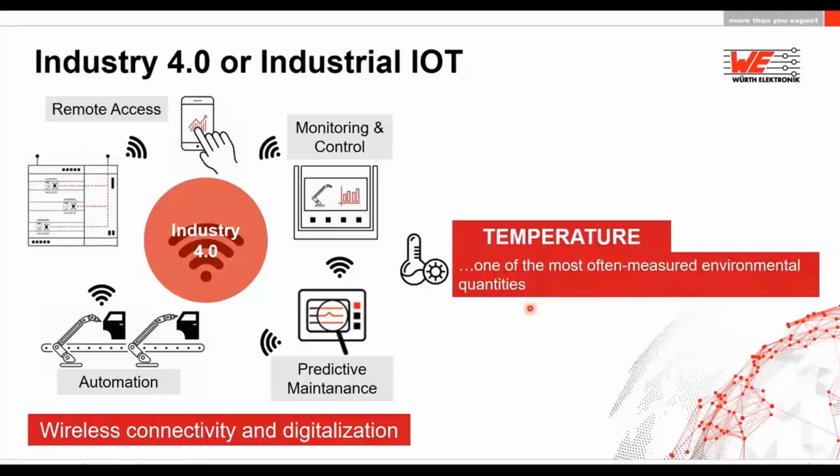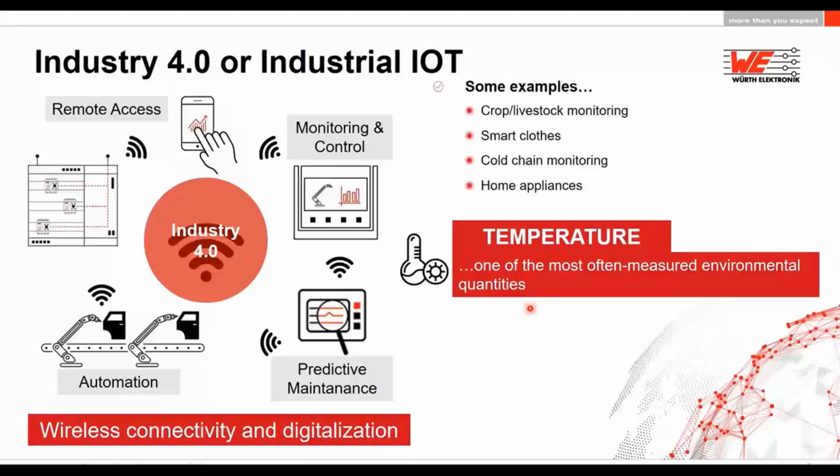On the other hand, temperature is also one of the most measured environmental quantities. So many physical and chemical properties depend on the temperature, and that's why temperature needs to be measured more often. Here are some examples where Industry 4.0 is linked to temperature sensors.